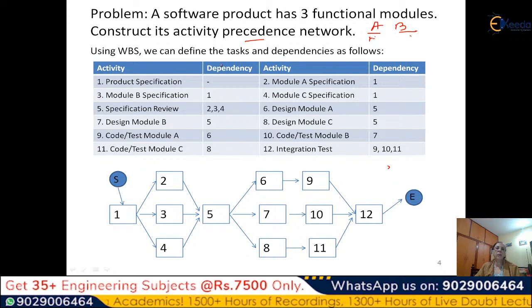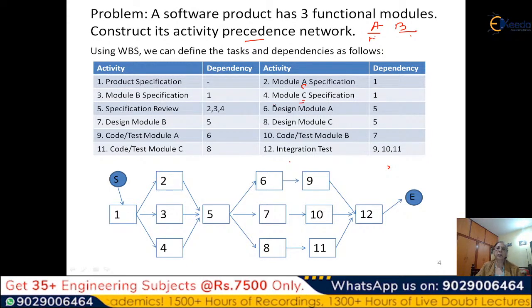So how we will do? First, we will have to do the WBS, work breakdown structure, or PBS, whatever. But basically, we have to define the tasks. Finally, we have to define the tasks, and also the dependency along it. So let us say this is the table that we have arrived at. So you have a product specification. Task number 1 is product specification. Task number 2, you have module. So because it has got 3 modules, the 3 modules we are denoting by A, B and C. So we have A here and B and C.